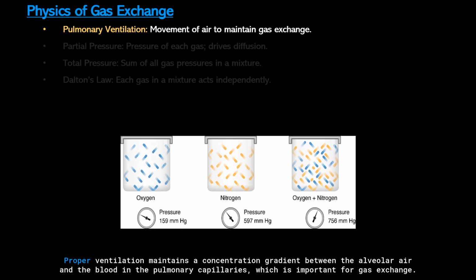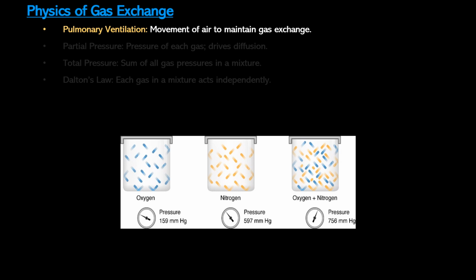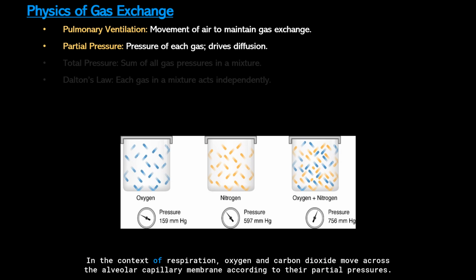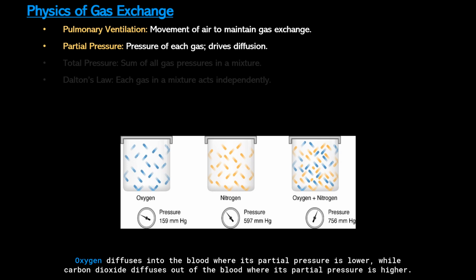Proper ventilation maintains a concentration gradient between the alveolar air and the blood in the pulmonary capillaries, which is important for gas exchange. Partial pressure is the pressure exerted by a single gas within a mixture of gases. In the context of respiration, oxygen and carbon dioxide move across the alveolar capillary membrane according to their partial pressures. Oxygen diffuses into the blood where its partial pressure is lower, while carbon dioxide diffuses out of the blood where its partial pressure is higher.